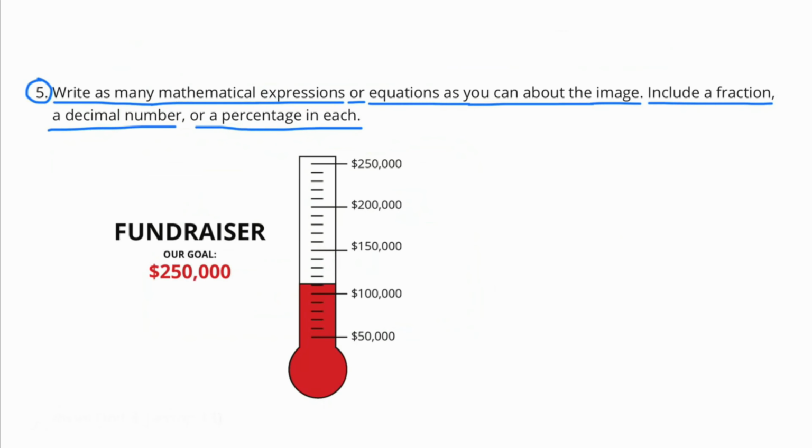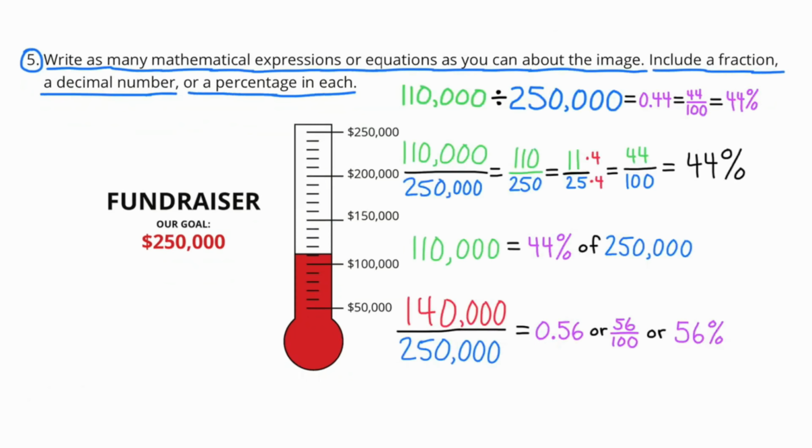Number 5. Write as many mathematical expressions or equations as you can about the image. Include a fraction, a decimal number, or a percentage in each. Well, it says that their fundraiser goal is $250,000, and the image shows that so far they've raised $110,000.